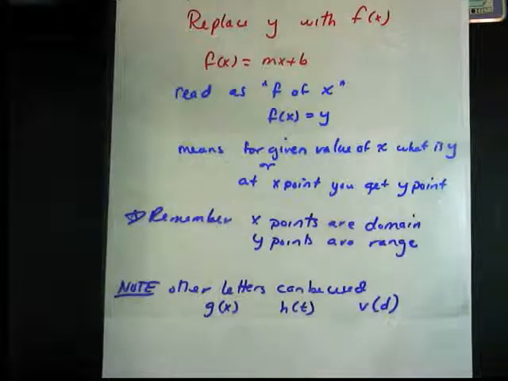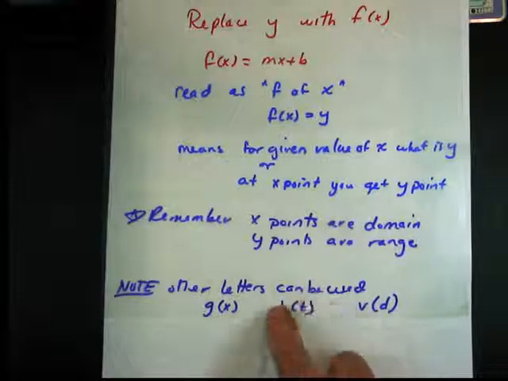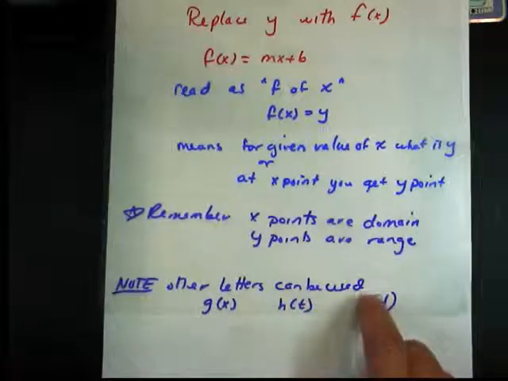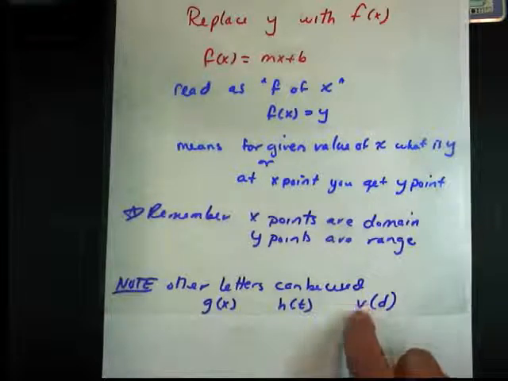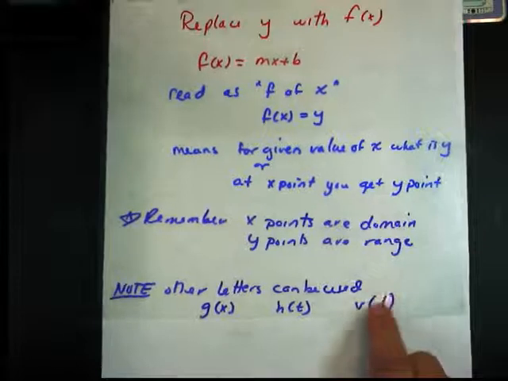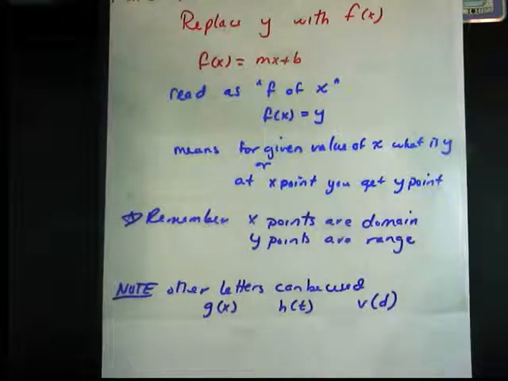Other letters can be used, especially in physics and when we start getting into word problems. They might use g of x, h of t, v of d. Generally, they're representing word problems. Like h of t would be the height related to time, where time is the x value and height is your y value. V of d might be velocity of distance, where distance is representing your x values and velocity is representing your y values. Again, you usually use other letters once you start moving into word problems. But f of x or g of x, those are pretty typical, normal equations.